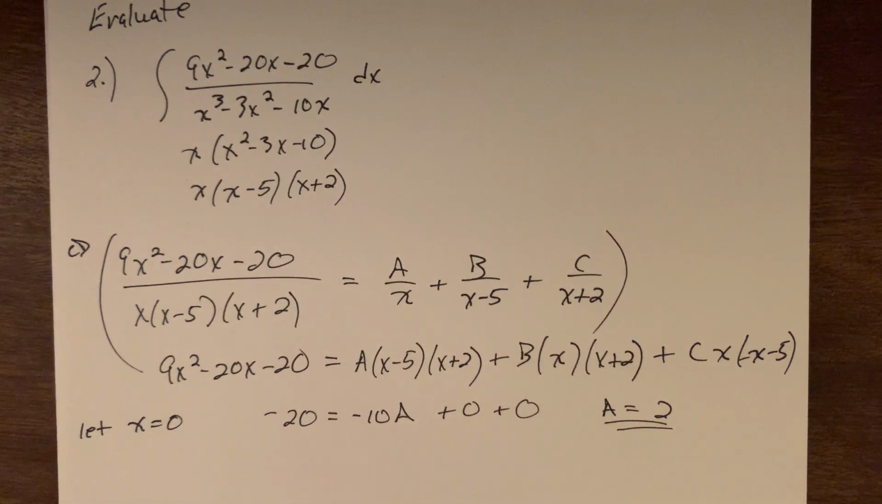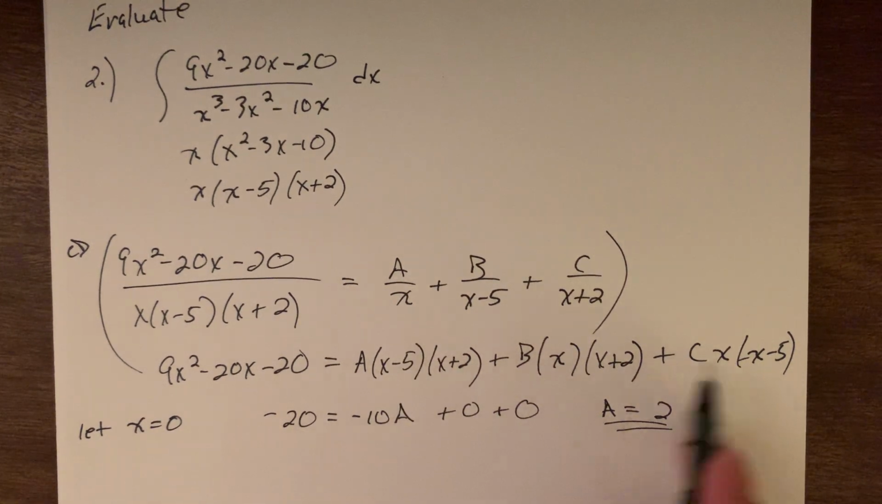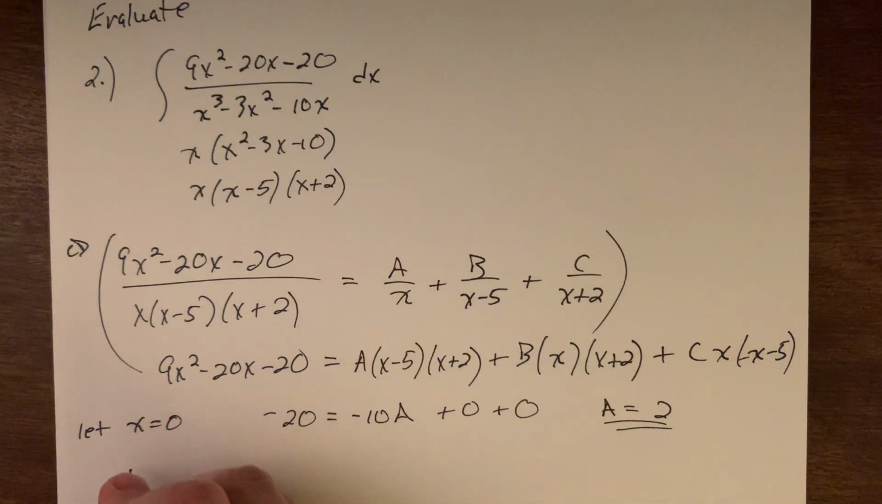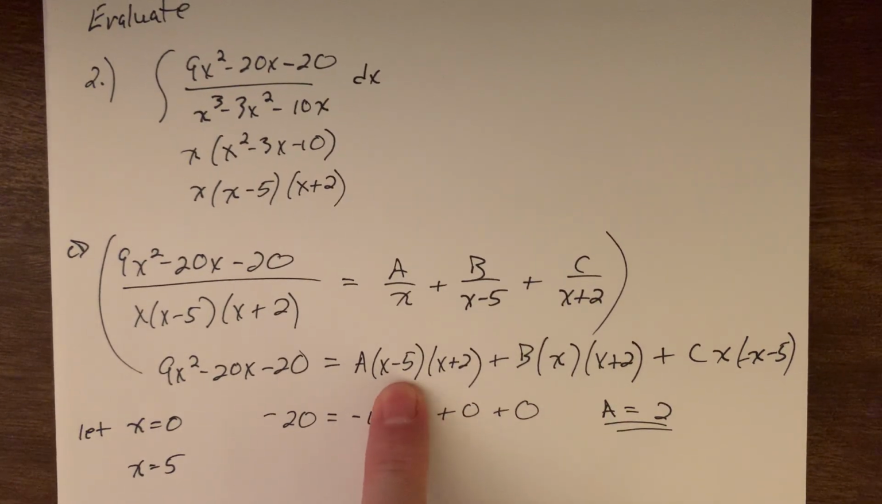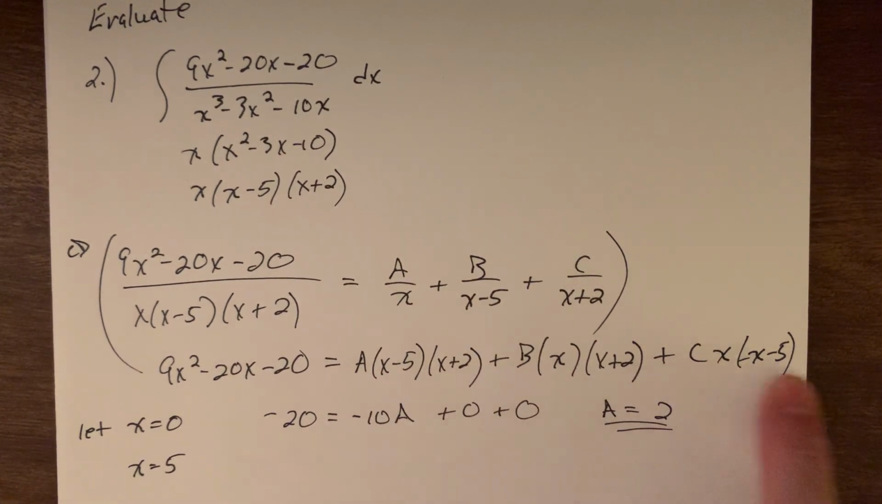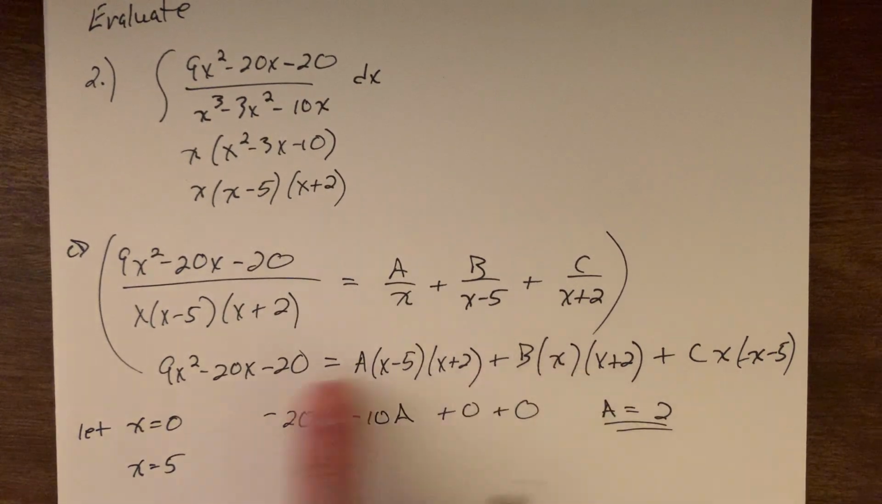Okay, so continue. 0 got rid of this factor, so therefore A was left behind. Now, next, I'll choose to let x equal 5. And looking ahead, 5 will get rid of all of this because that'll become a 0. And this will be left behind. Do have some messy work over here, though.